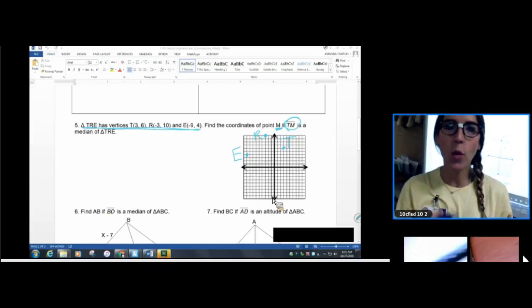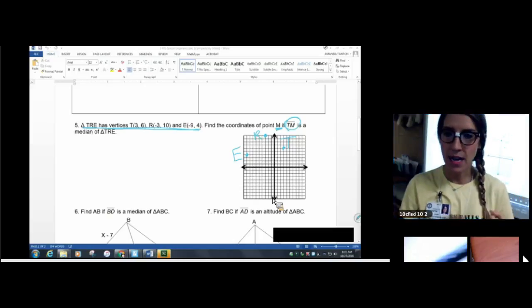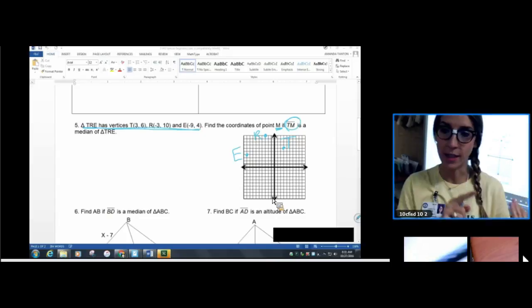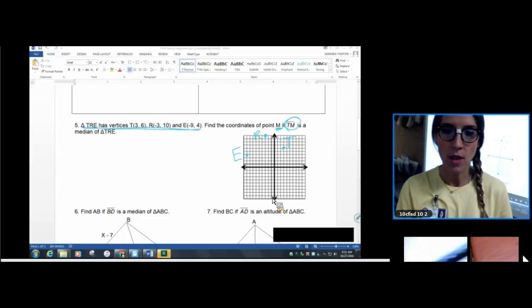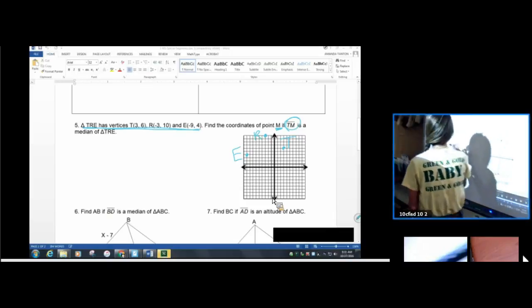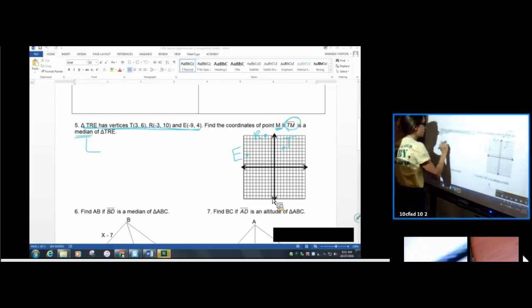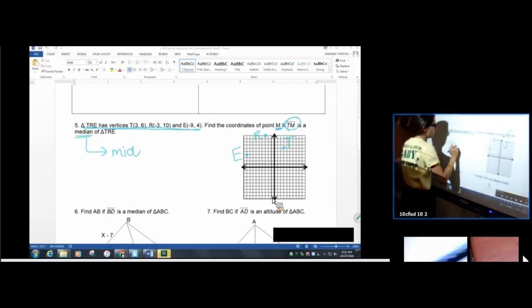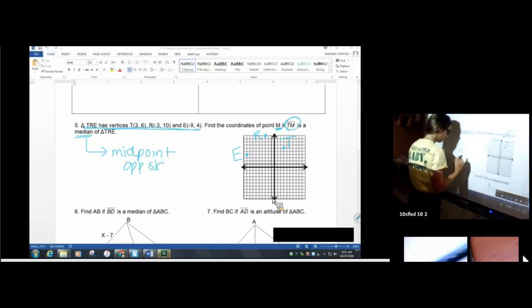So we learned 4 special segments yesterday. Median, altitude, perpendicular bisector, and angle bisector. And each one of those segments had a job to do. They had something to fulfill. They had a symbol that we add to the picture. In median, his job is to pass through the midpoint of the opposite side.